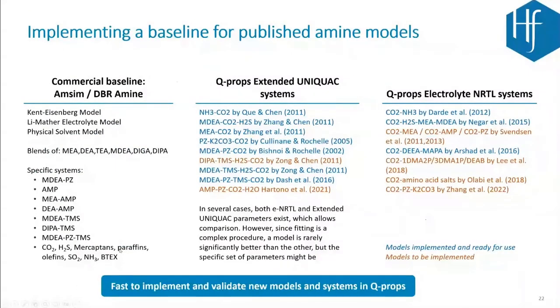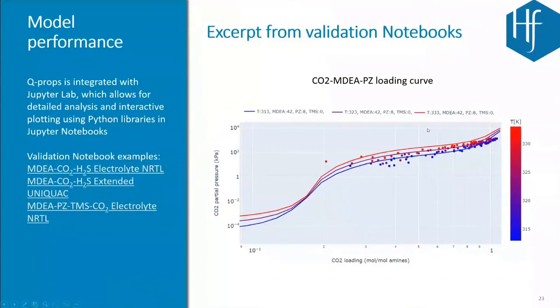There's quite a bit available already for amine systems because they are of course used in the treatment of sour gas. So we have capabilities in the simulators already, and there are plenty of solutions presented in literature that we have now implemented and validated against experimental data, providing an independent validation both for extended UNIQUAC and electrolyte NRTL systems. We do these validations similar to what we showed before in the Jupyter Notebook.